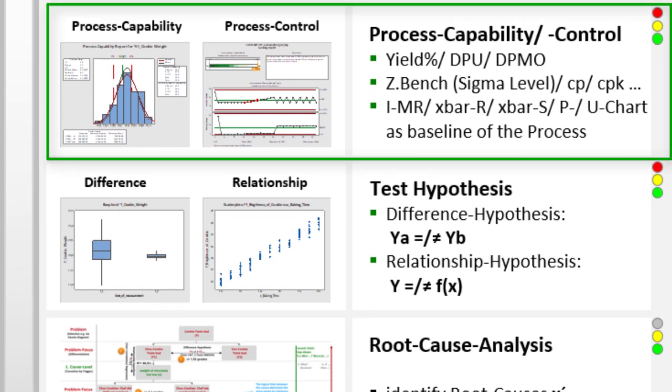Now the performance of the process can be determined by calculating the process capability and by generating control charts to determine patterns and signals in the data over time.